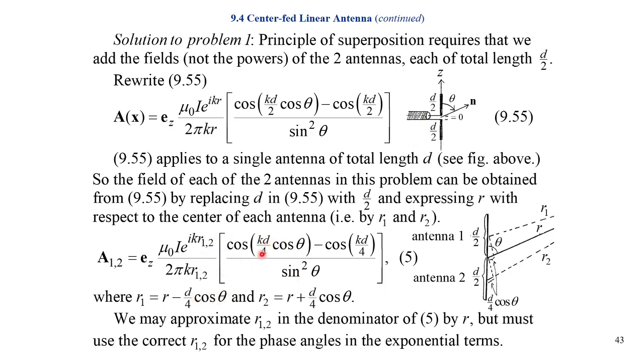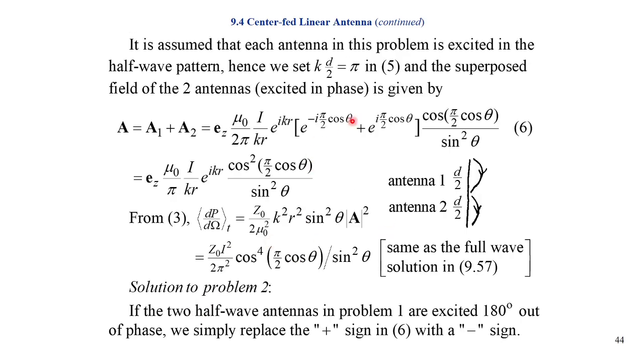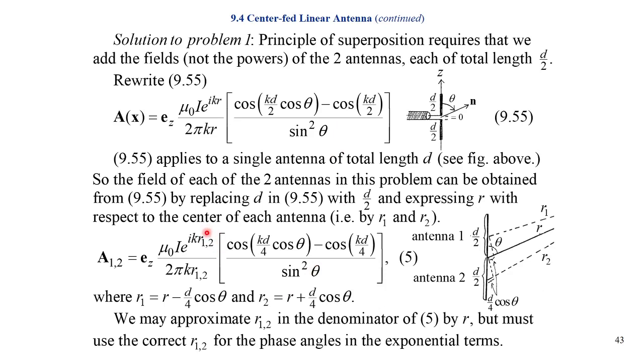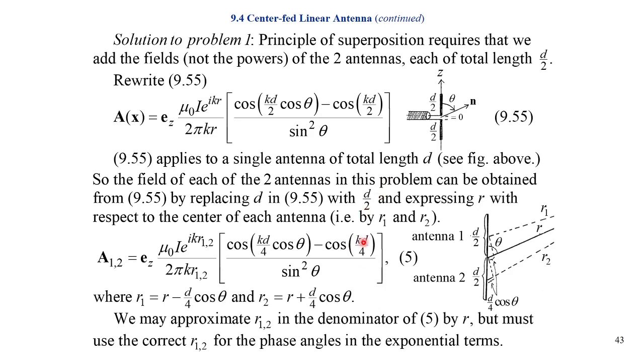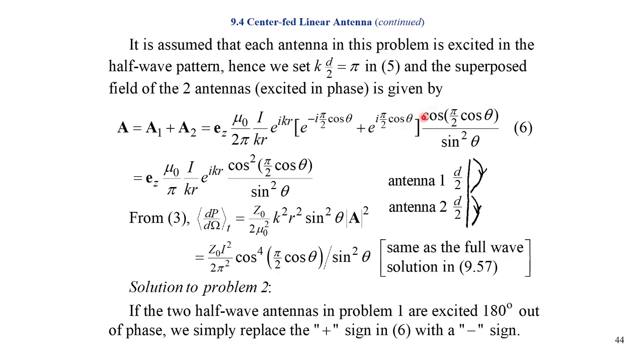In phi, kd/2 equals pi. So exponential ikr, no change, mu 0, I, no change. And we have two extra terms here. One is exponential minus i pi over 2 cosine theta plus exponential i pi over 2 cosine theta. And what else? This one, kd/2 equals pi, so it's pi over 2. So this one is 0. Okay, good. So we have only one term: cosine pi over 2 times cosine theta, over sine square theta. Okay?